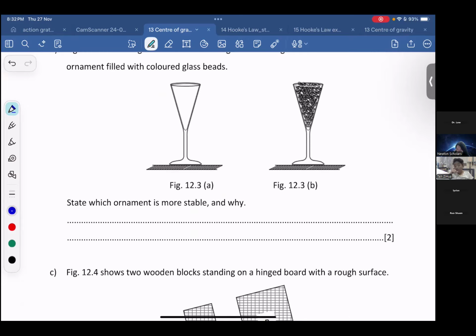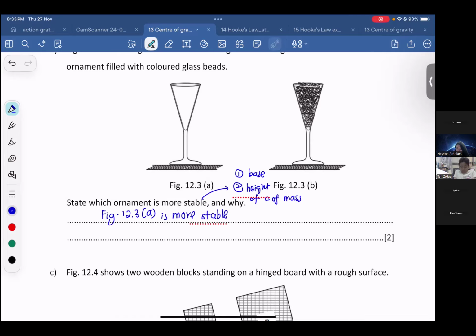Actually, figure 12.3A is more stable. Why? Okay, stability is affected by, one, the base. Second, the height of the center of mass. Dear, only these two.